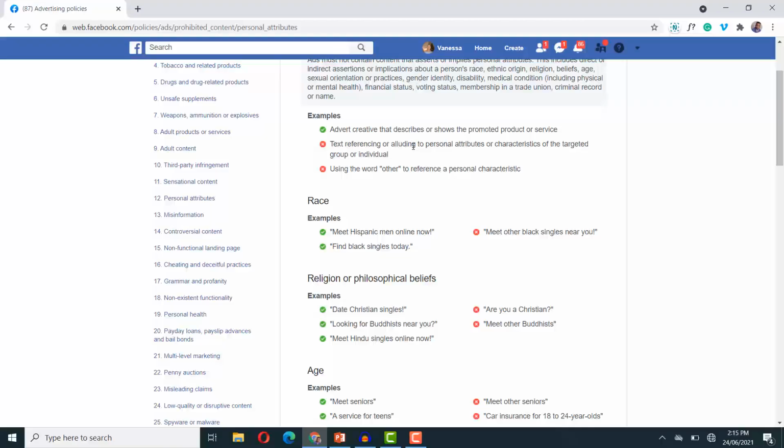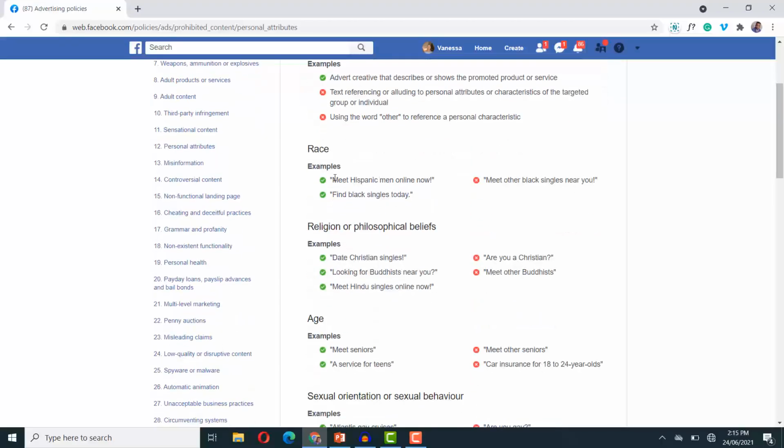Race: you can say meet Hispanic men online now, but you cannot say meet other black singles near you, because when you say meet other black singles, you're implying that the person looking at that ad is black. Now, if the person is indeed black, that person is going to freak out and say, oh, Facebook has been giving out my information to people. So how do they know I'm black, right?